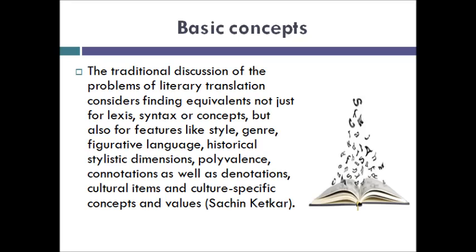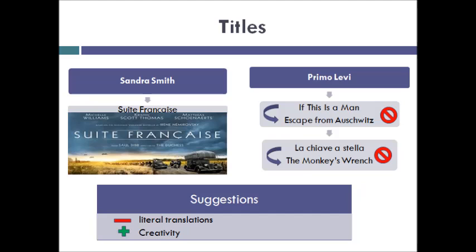So, what are the main problems in these areas? And what can we do in order to solve those problems? Well, now we're going to see in detail some of the problems and solutions proposed by Jill Paul. The first problem is related to the translation of titles. The author says that in most cases, a literal translation of the title will often be ineffective to get the attention of the prospective audience.